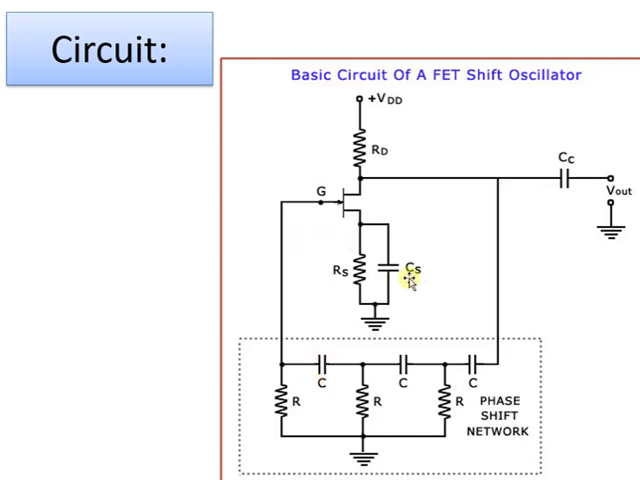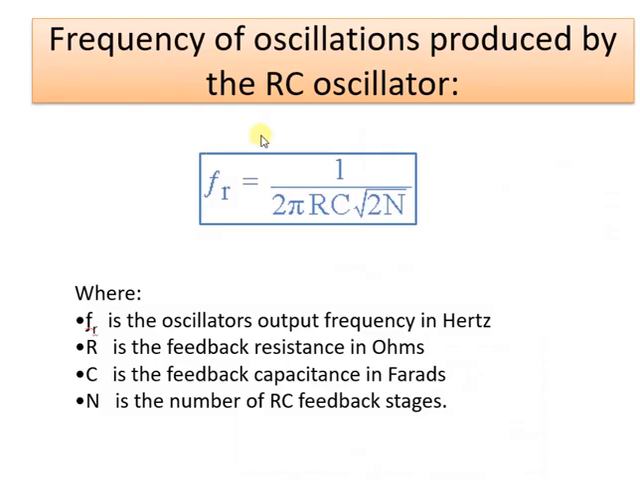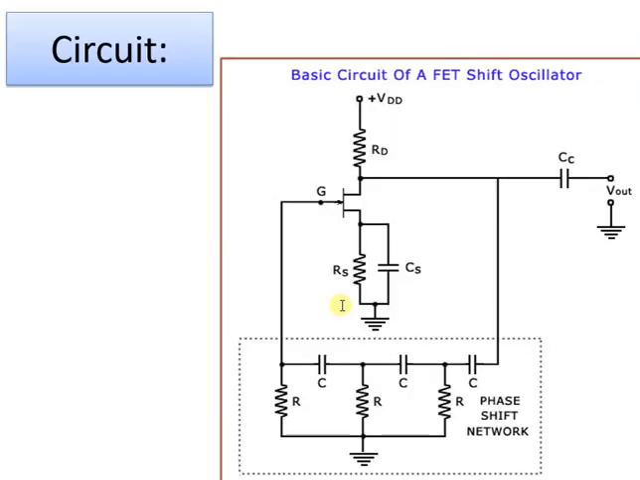In a FET phase shift oscillator, voltage series feedback, that is feedback voltage proportional to the output voltage V out and supplied in series with the input signal at the gate, is used. The frequency of oscillator output depends upon the value of the capacitor C and the resistance R which is used in the phase shift network, that is R and C, that is these values.